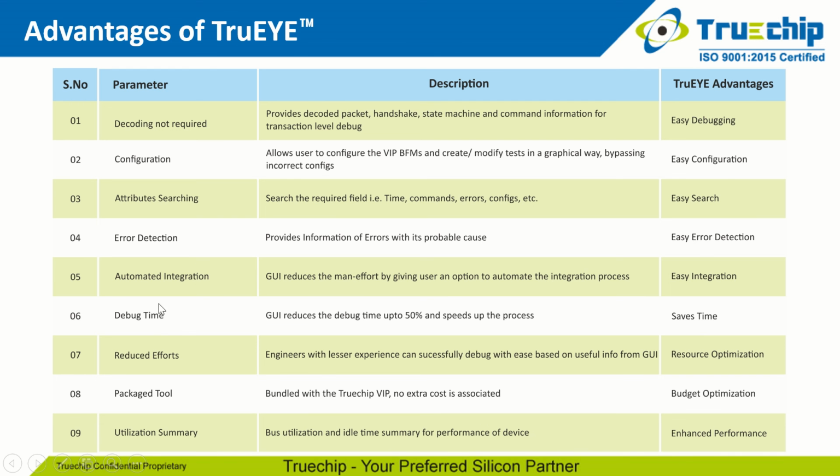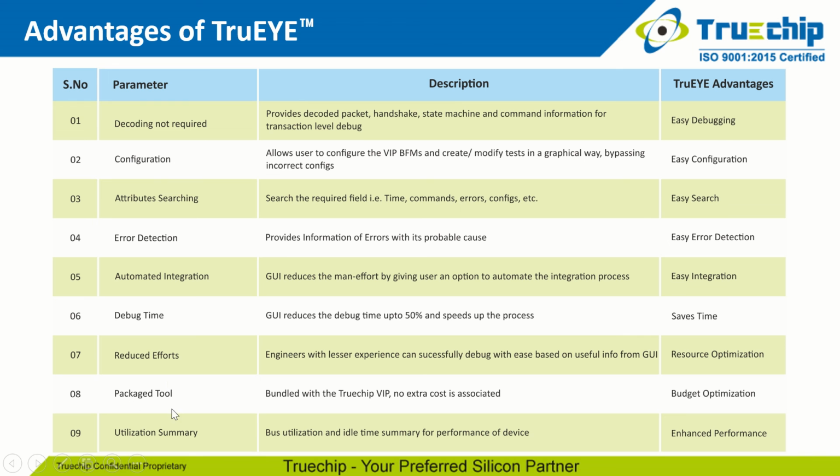Fifth is automated integration. The GUI reduces the manual effort by giving the user an option to automate the integration process. Its key advantage is easy integration. Sixth is debug time. The GUI reduces the debug time by up to 50% and speeds up the process. Its key advantage is saving time. Seventh is reduced efforts. Engineers with less experience can successfully debug with ease based on useful info from the GUI. Its key advantage is resource optimization.